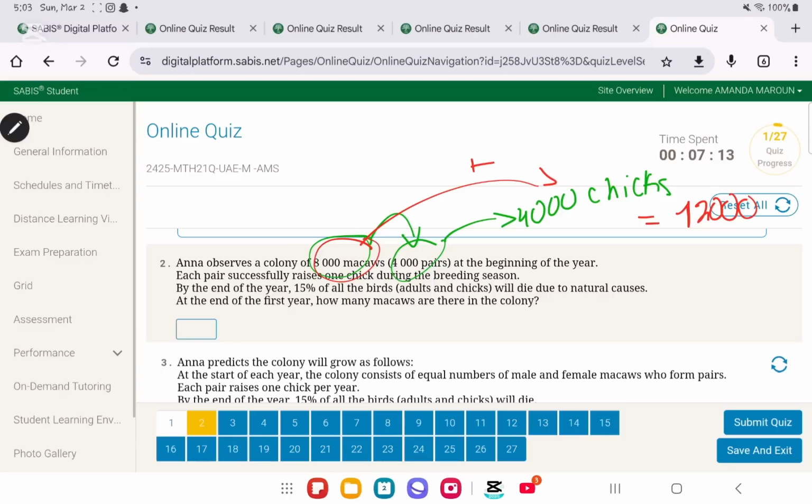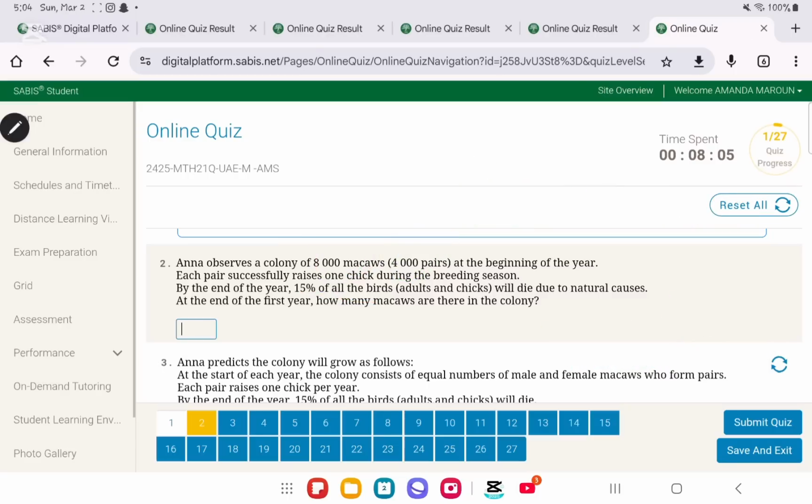Okay, now 15% of all the birds, adults and chicks, will die due to natural causes. So 12,000, which is the total, we are going to multiply by 1 subtracted by the percentage of all the birds that die, which is 15 over 100. Put it on your calculator and you will get 10,200. So 10,200 macaws will stay in the colony.